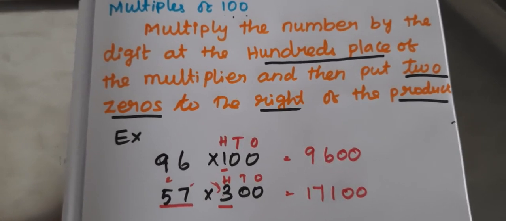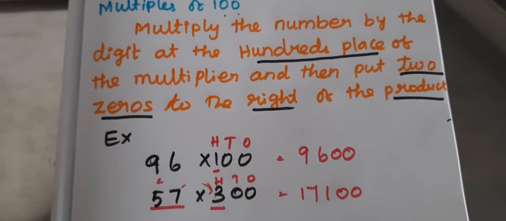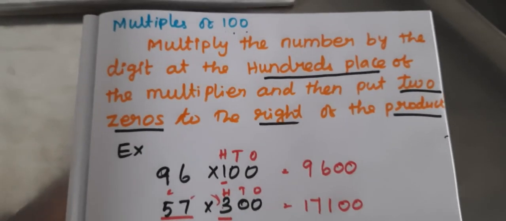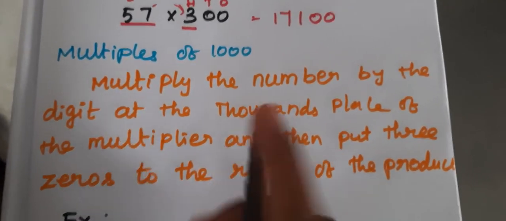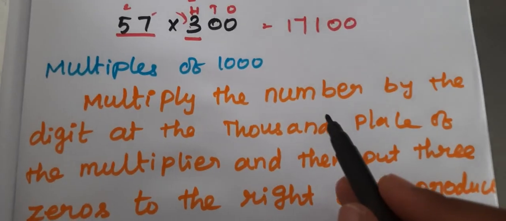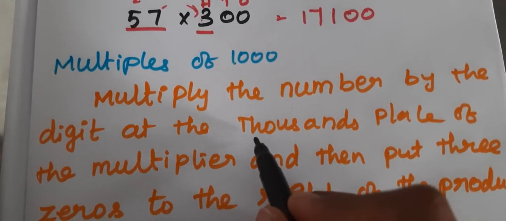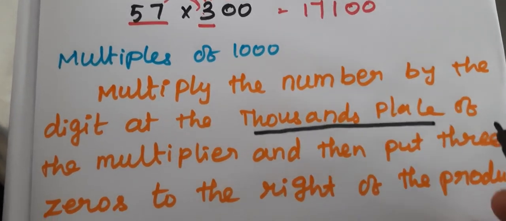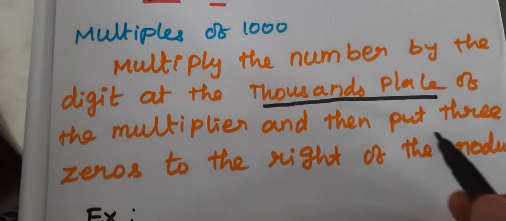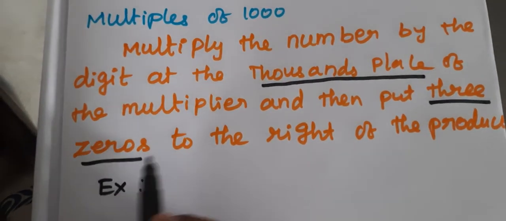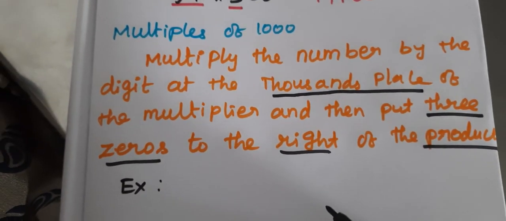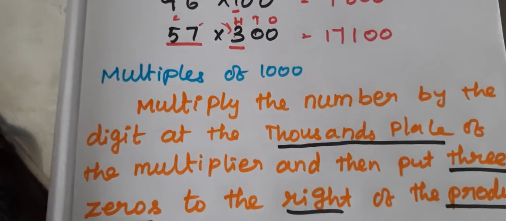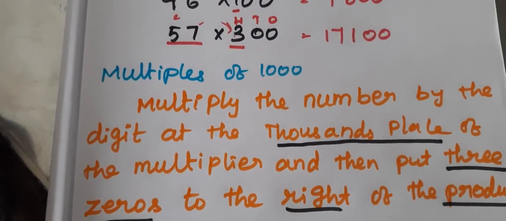They are also the same, but there is one difference. Now we see that. Next one is the multiples of 1000. Multiply the number by the digit at the thousands place of the multiplier, then put 3 zeros to the right of the product. Okay, so this is the difference between the multiples of 10, 100 and 1000.